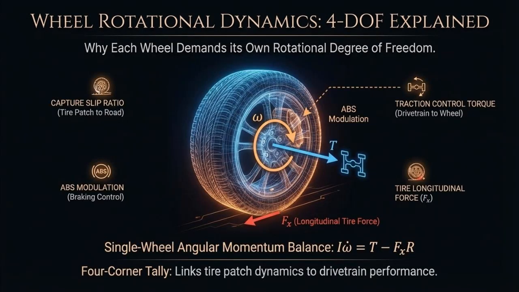Each wheel adds its own rotational motion, governed by the balance between applied torque and tire force, given by inertia times d omega divided by dt equals Ti minus Fxi times r. These wheel dynamics explain slip behavior, ABS action, traction control, and torque vectoring. The wheel speeds feed into tire models to determine driving and braking forces, linking the wheels with the vehicle body, and enabling advanced stability and autonomous control systems.